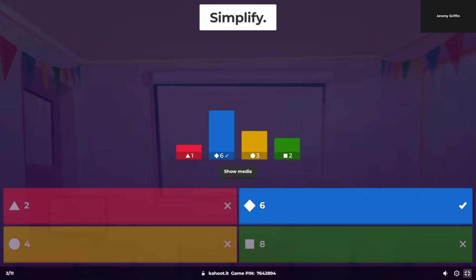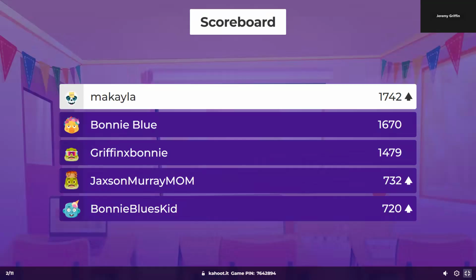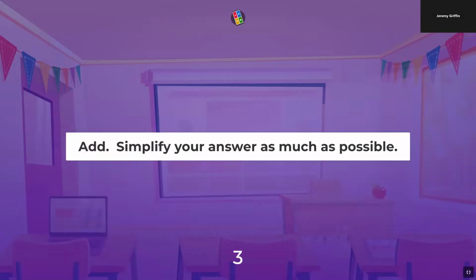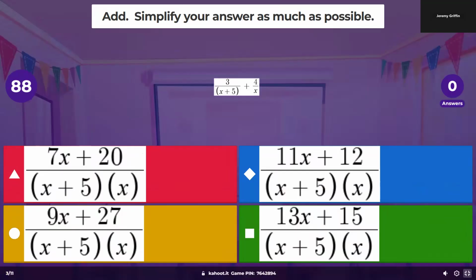Here, we gotta give myself a note here. Got a little time to number 2. Hey yo, Griffin X body on the board. All right, we got Bonnie Blue's kid, Jackson Merrimon, Griffin Bonnie, Bonnie Blue, Michaela. Mr. Griffin. Oh yeah, his heart.